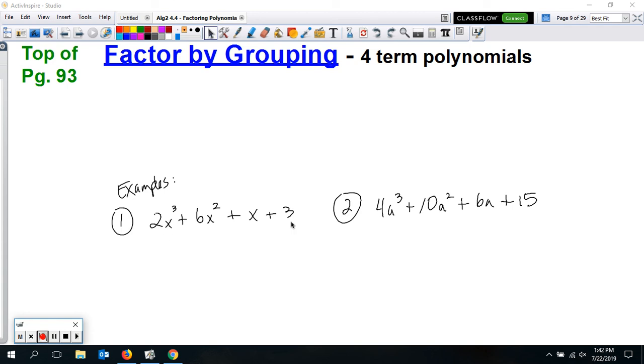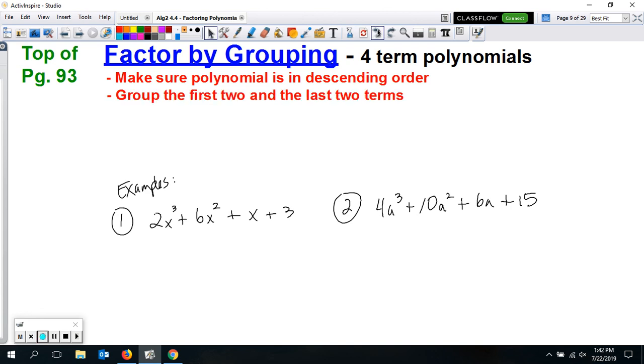There's 4 terms in these. So the very first thing to do with factoring by grouping is to make sure that the polynomial is in descending order. So like these ones down here, the highest exponent is first, and it descends from there. So 3, 2, this would be x to the first, constant number at the end. So that's the first thing you want to make sure of. After you've made sure that it's in descending order, or maybe you had to reorder it so it's in descending order, then you want to group the first 2 and the last 2 terms. So we're going to be grouping these first 2 and the last 2 terms there.